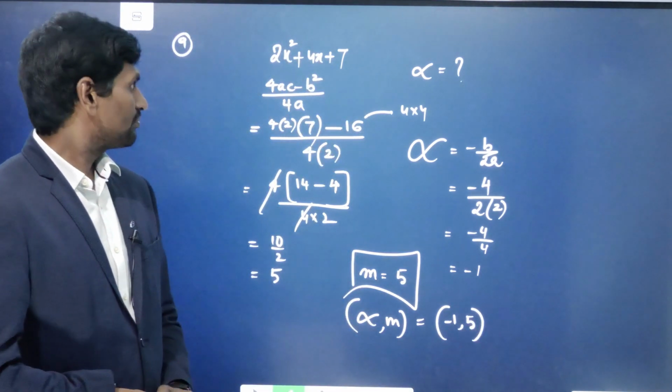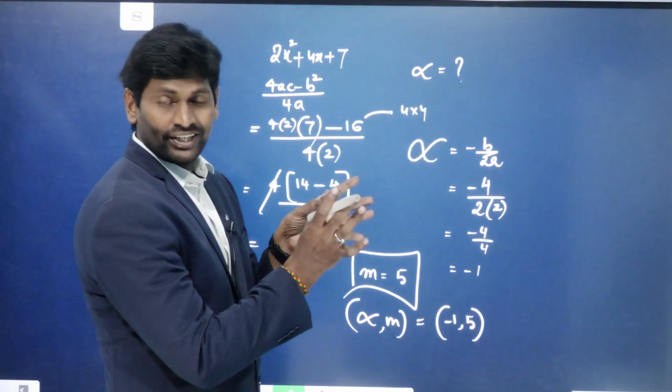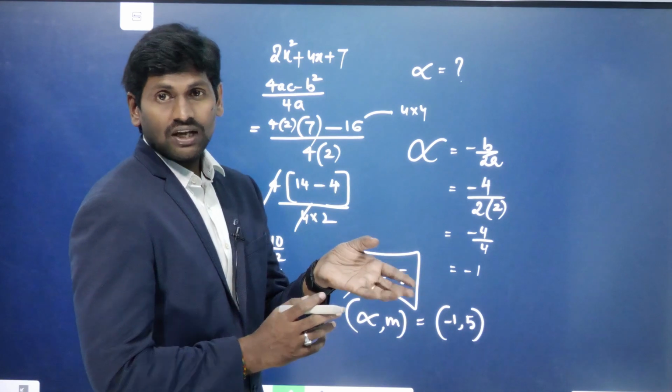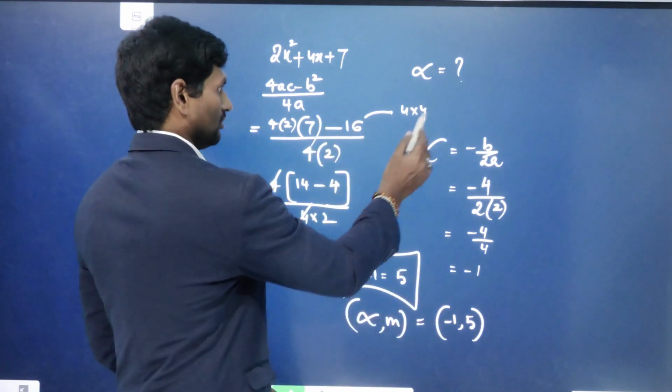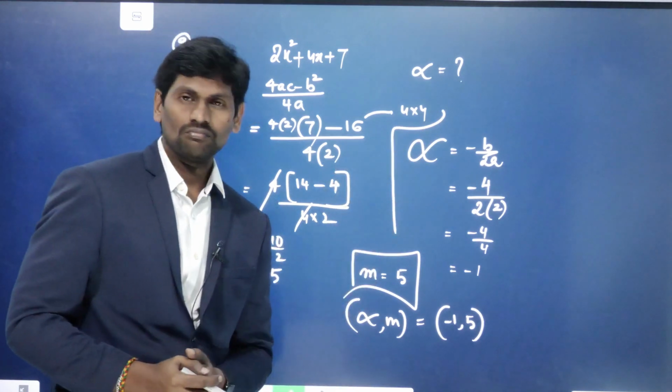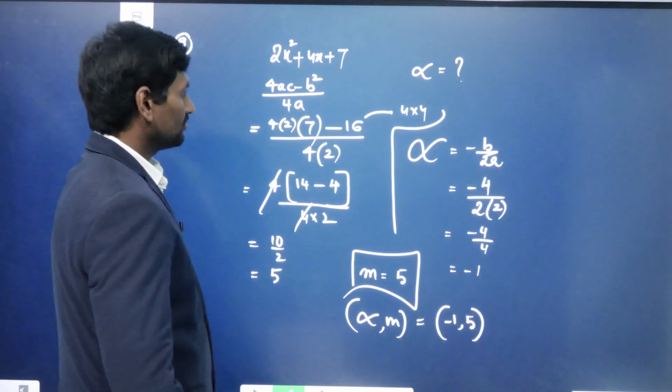2x square plus 4x plus 7 is a quadratic expression, and we needed to find alpha and the minimum value m. So the minimum value and alpha both we found. Let us go to the next model. Just check this.